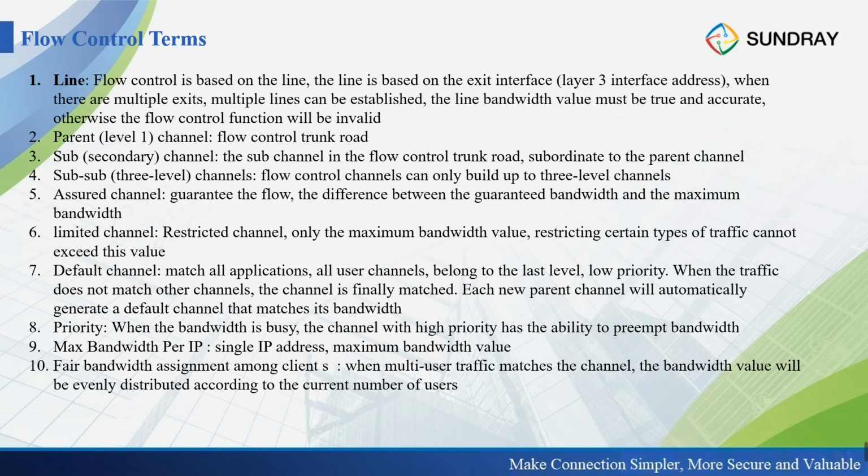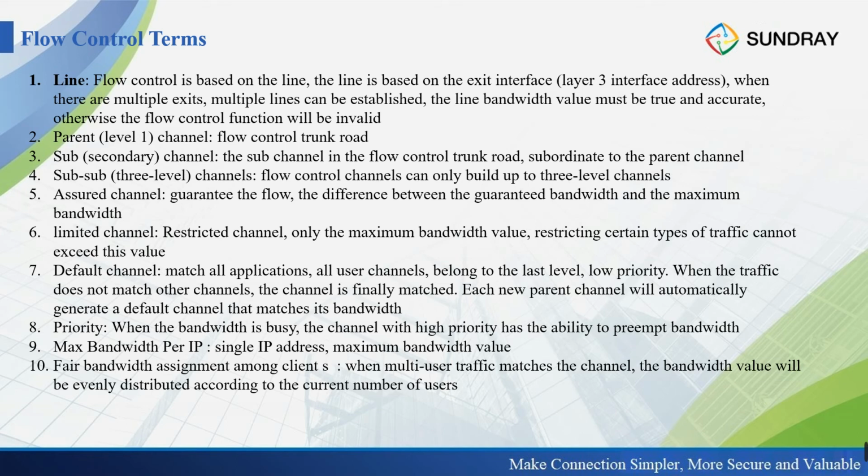So these are the terms regarding flow control. The first one is the line. This is the interface, which we configure with the bandwidth we get from this network. Then for channels, we have the parent level and sub channels. For example, take channel one, which we created in the line. One line we divide into three channels, and each of these three channels can be divided into further sub channels.